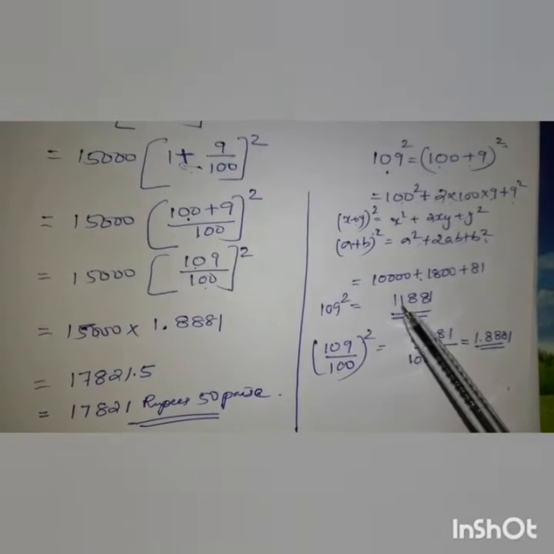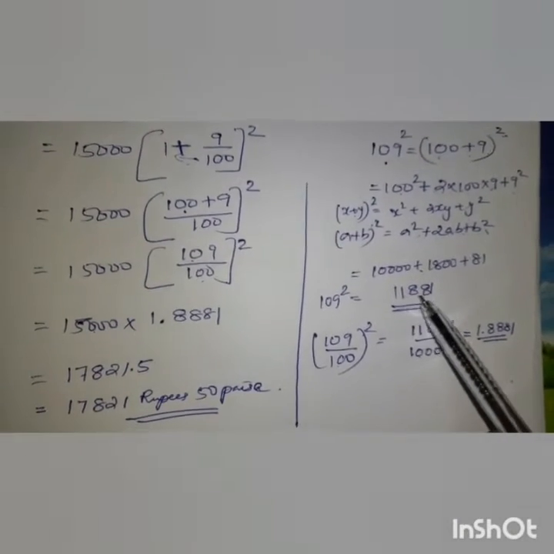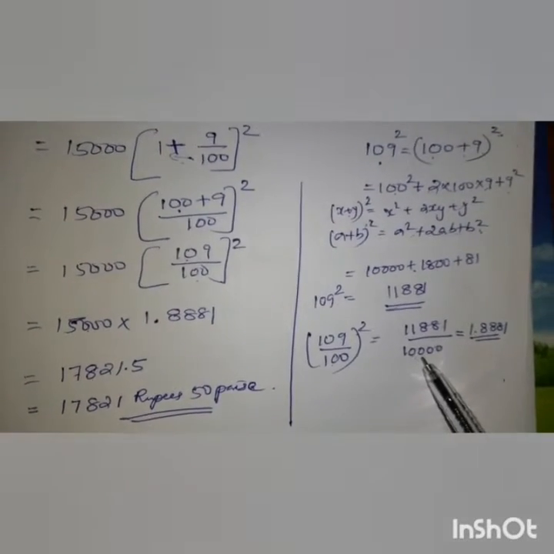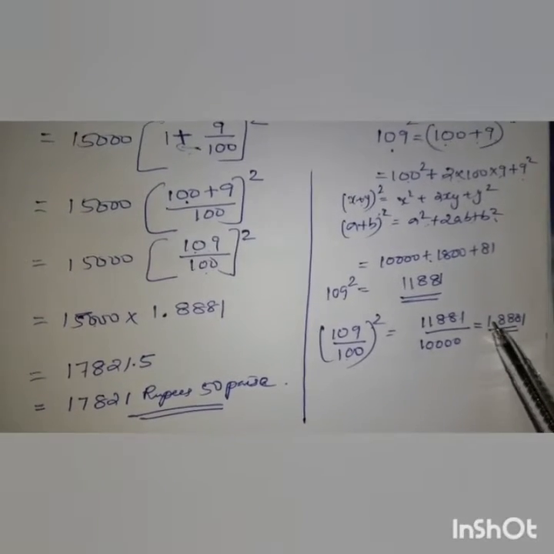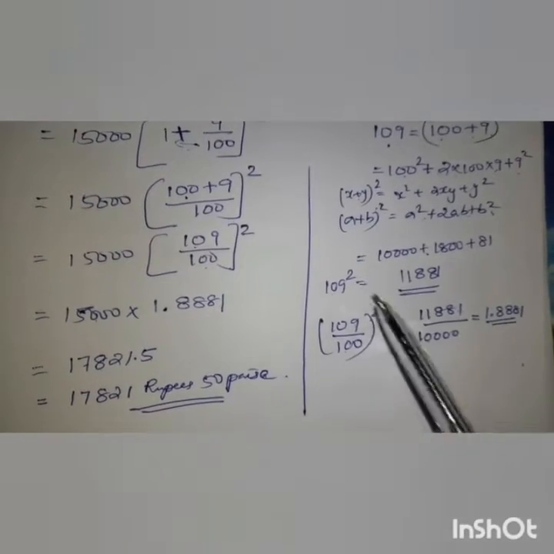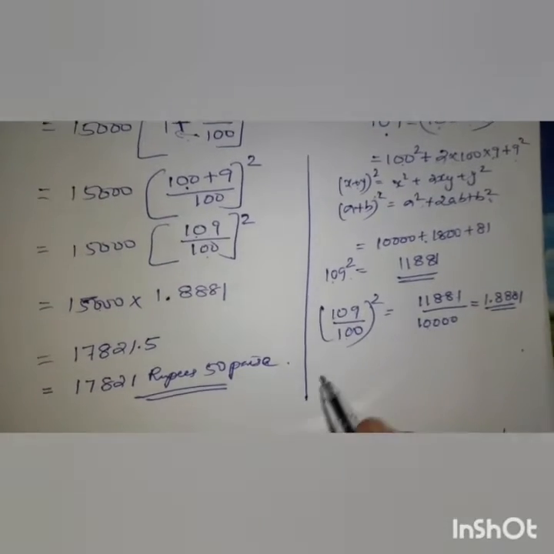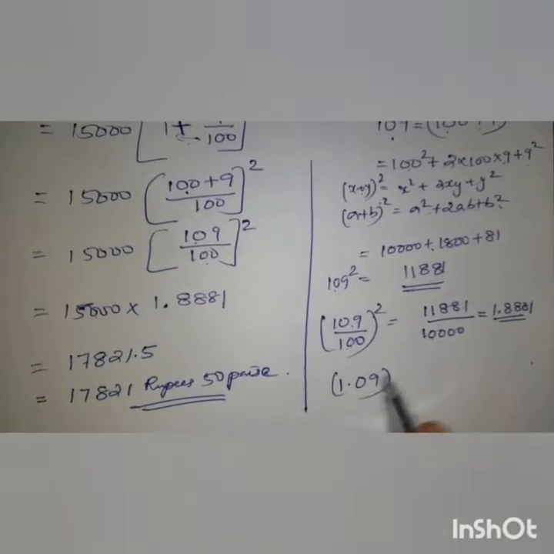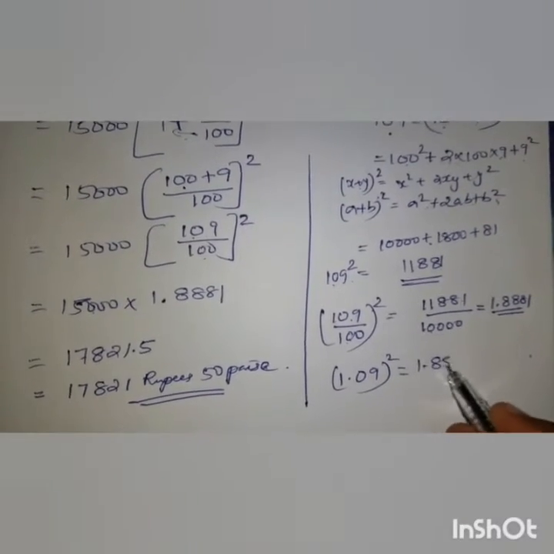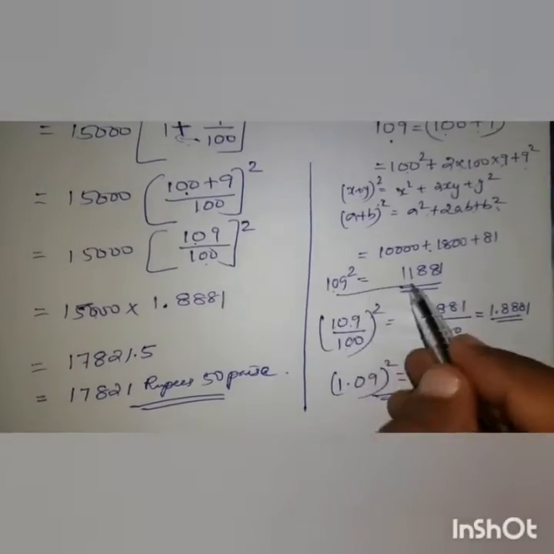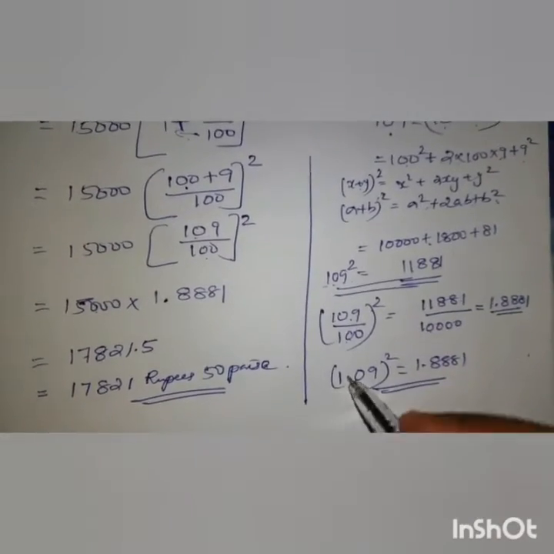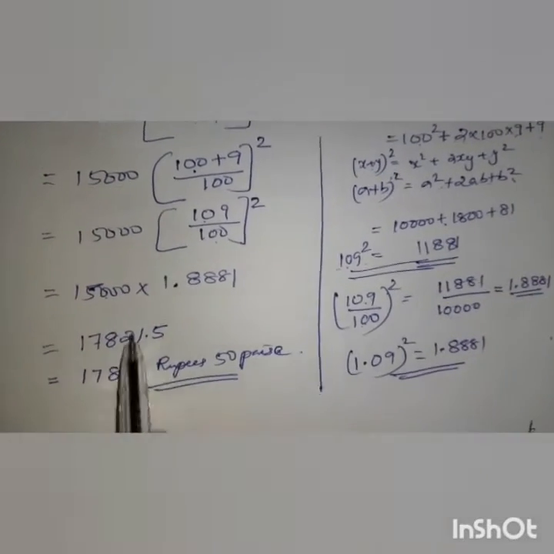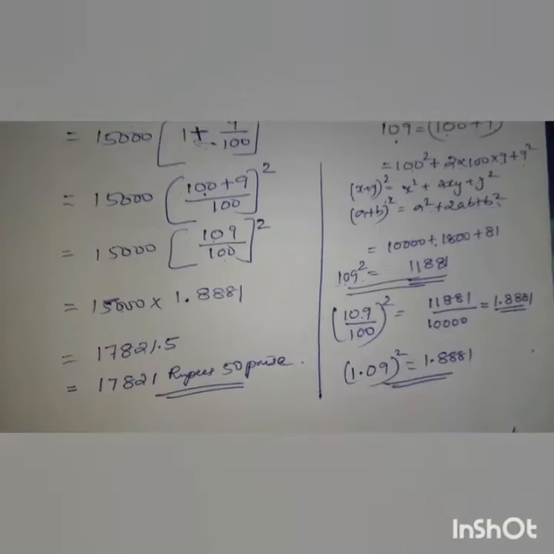We are getting 109 square as 11,881, and by 100 square means 10,000. So 10,000 you have to divide it, and you will get 1.1881. 109 square is this one. Otherwise you can write 109 by 100 raised to square as 1.09 square, and that value you are getting as 1.1881. So then we have to multiply and write the answer.